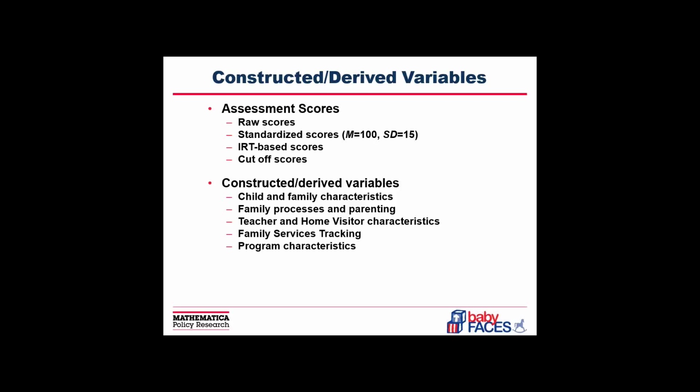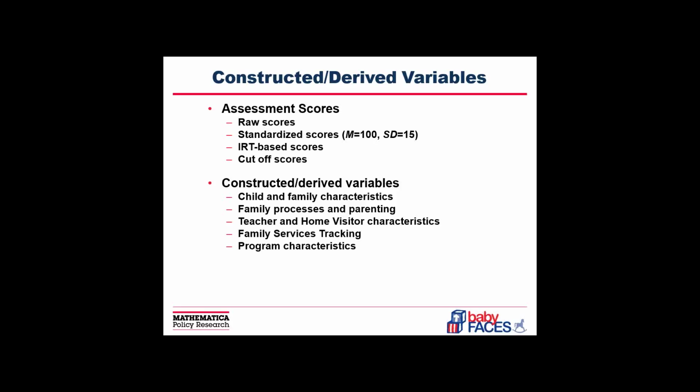Constructed or derived variables fall into 5 categories. Child and family characteristics include constructs such as child gender, family income, family structure, and risk indices. Family processes and parenting cover family home activities, household routines, parent depression, child care, and child and family health. Variables concerning teacher or home visitor characteristics come from one of 2 sources: the teacher and home visitor interviews and the classroom and home visit observations. It includes class ratios, observation scores, teacher or home visitor depression, and other teacher or home visitor characteristics.